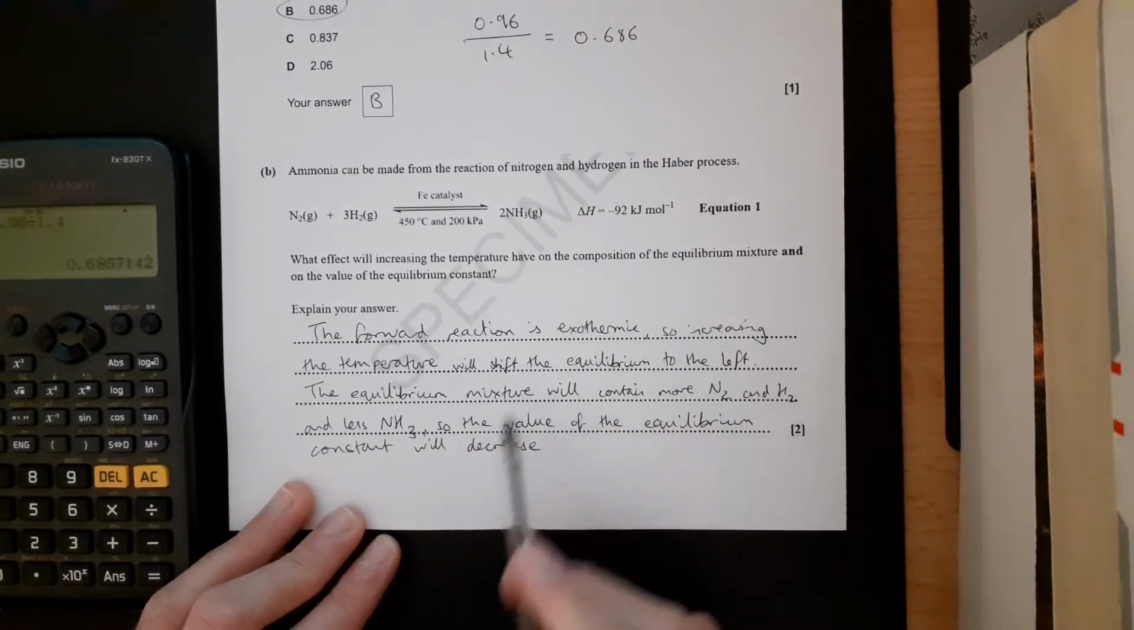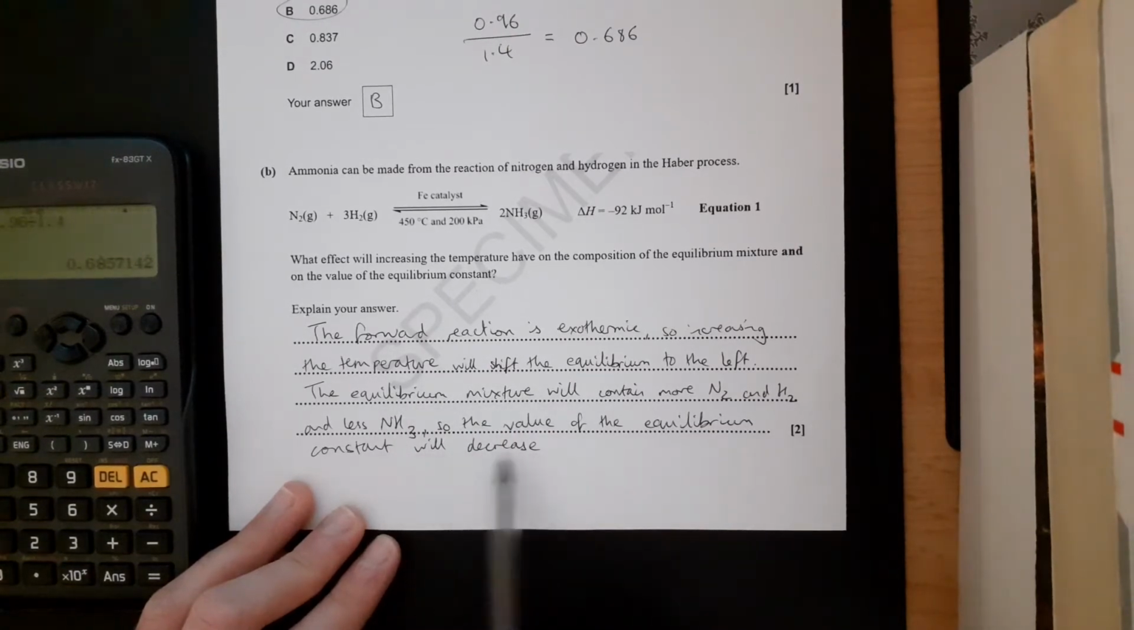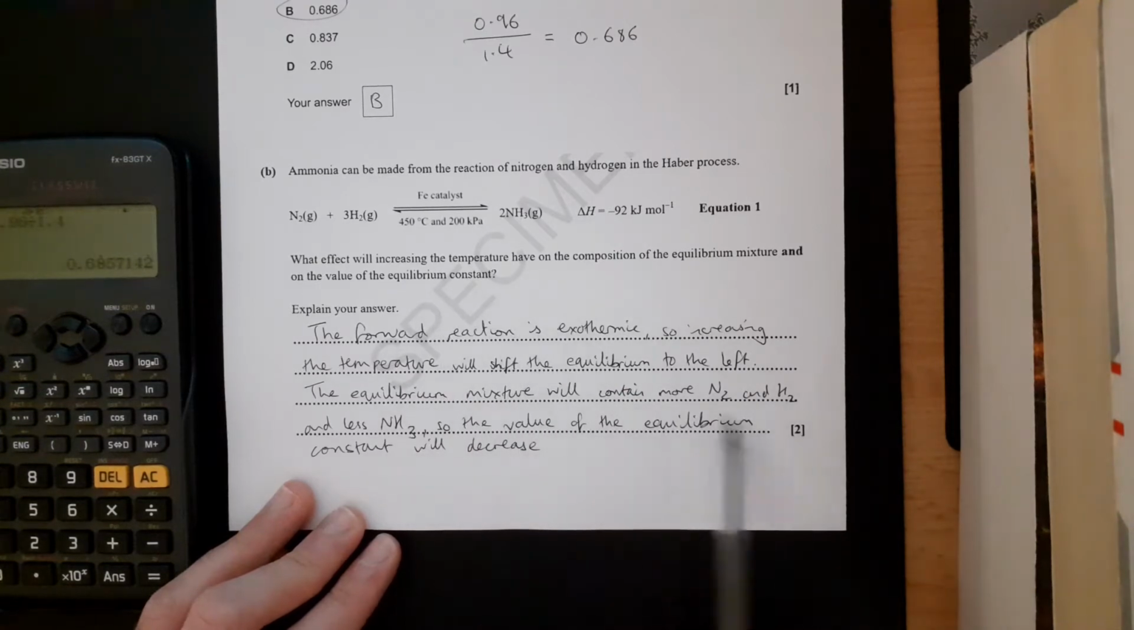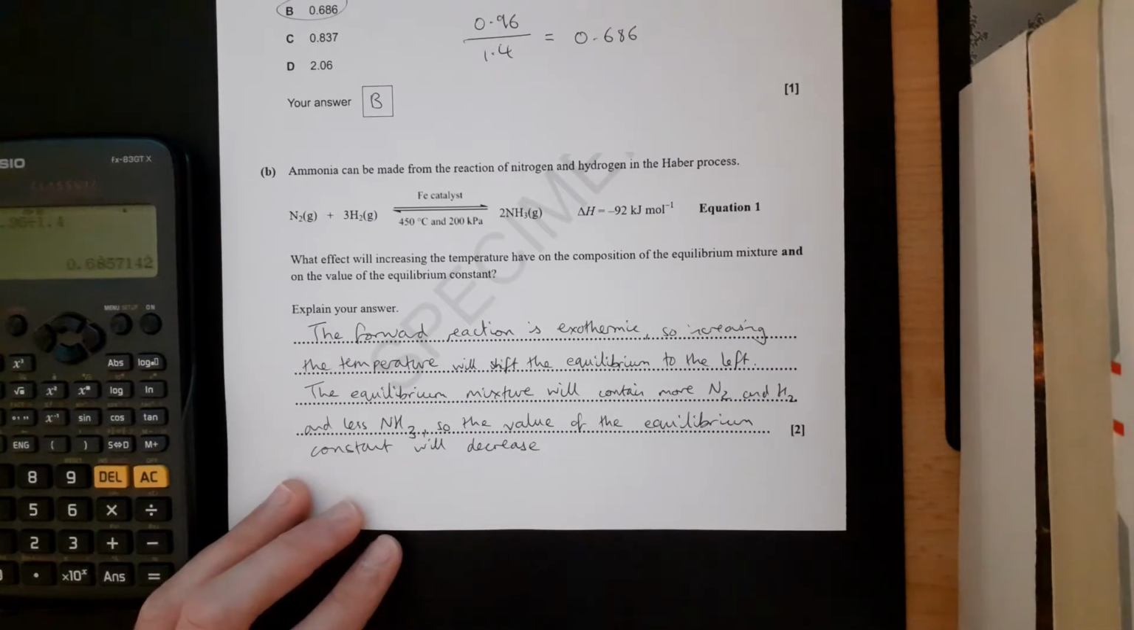Okay, and then we've talked about what's in the equilibrium mixture and we've talked about the value of the equilibrium constant. So we've ticked off the two things that it wants us to do. So we're going to get 2 marks.